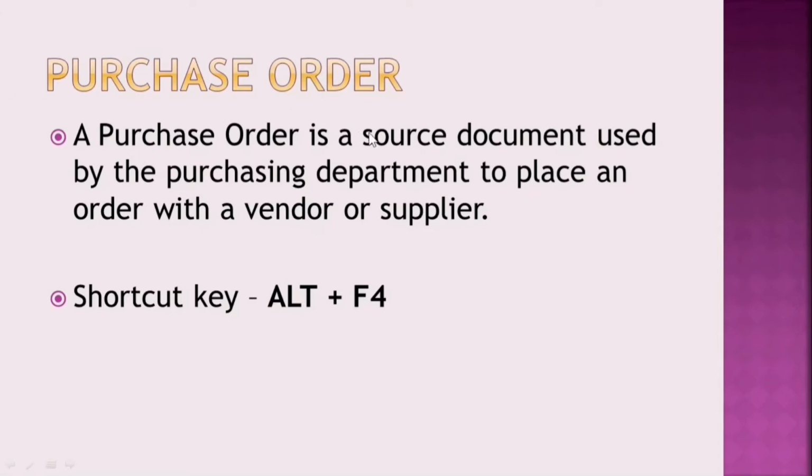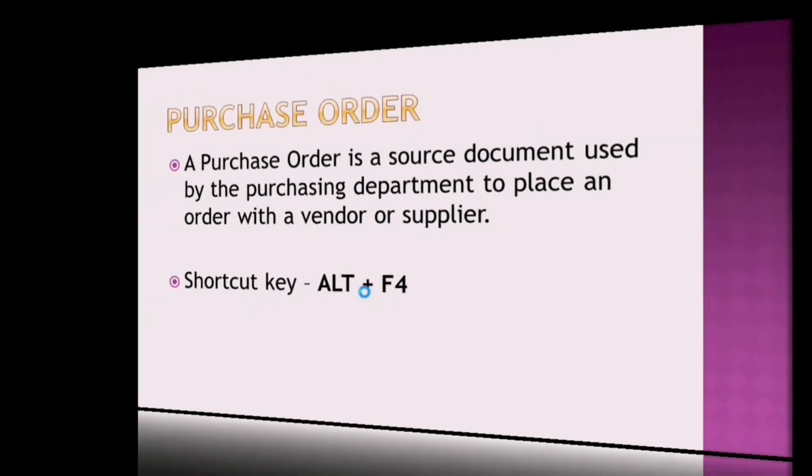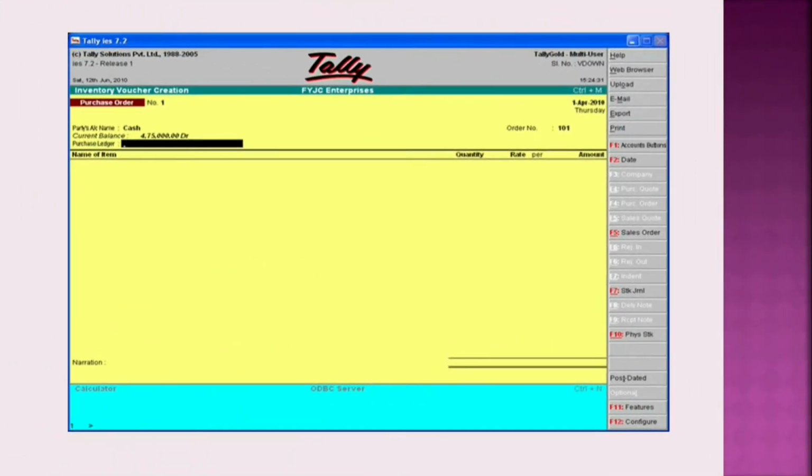A purchase order is a source document used by the purchasing department to place an order with the vendor or a supplier. The shortcut key for purchase order is Alt plus F4. This is the screen for purchase order.